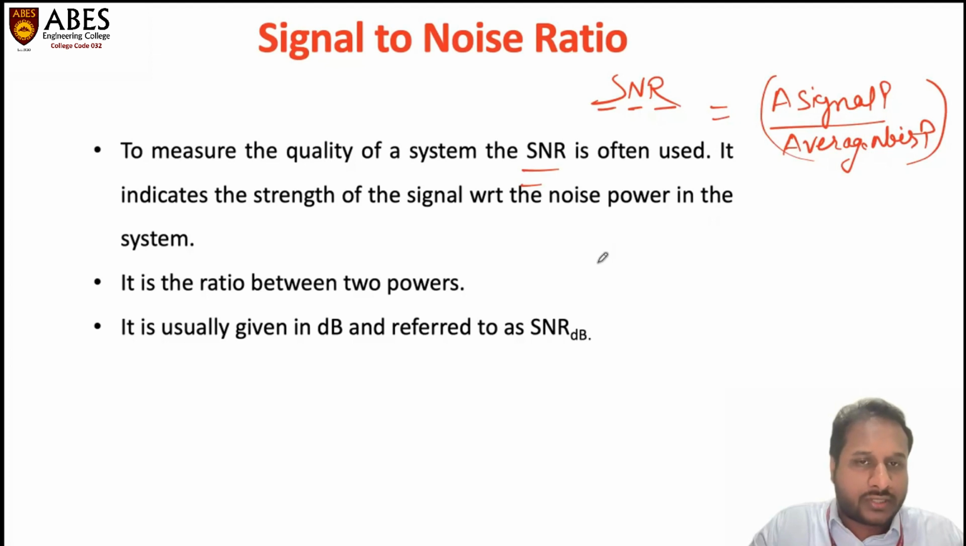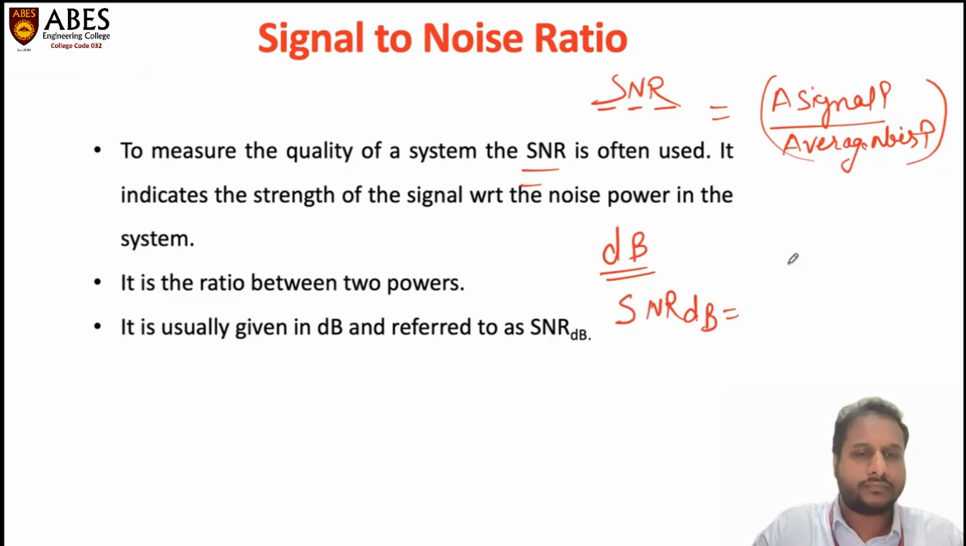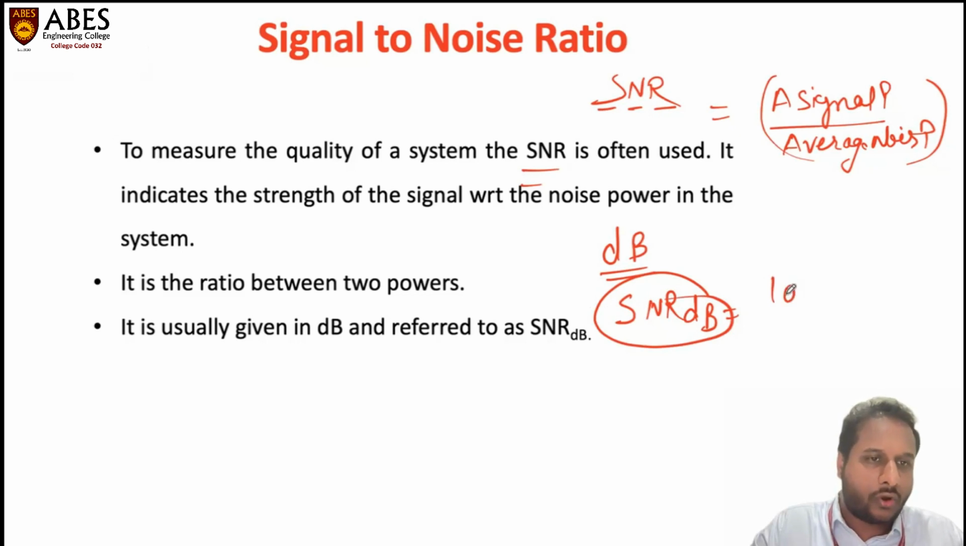But when we talk about strength, as we discussed before, it is counted in decibels. Decibel is a measurement of strength. So when we talk about how much power the signal to noise ratio has, we need to find SNR dB. This is the formula of SNR dB, which is 10 log base 10 of SNR.